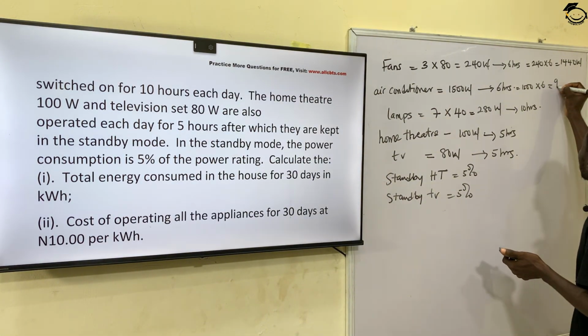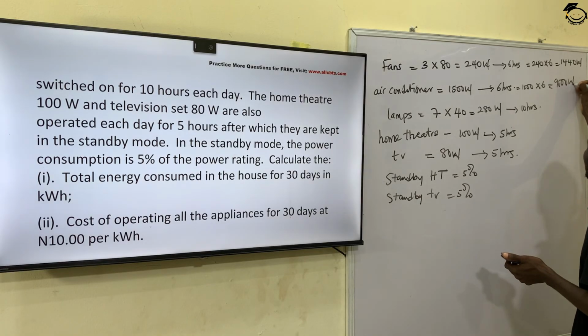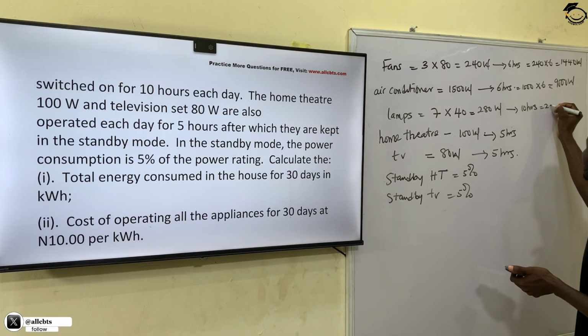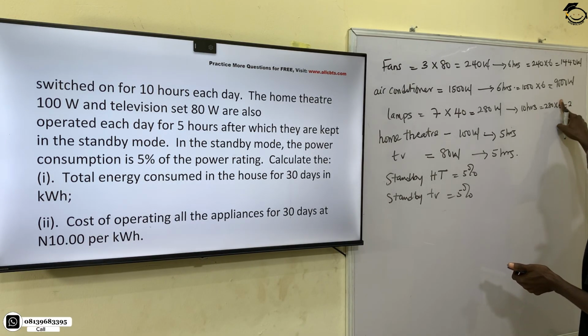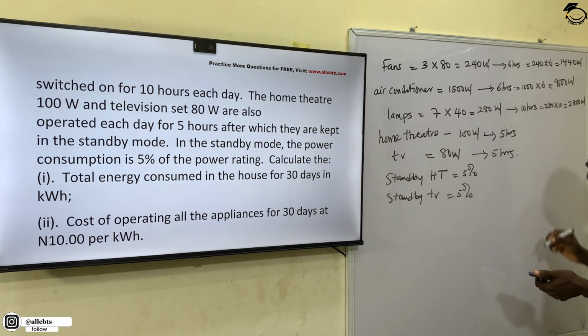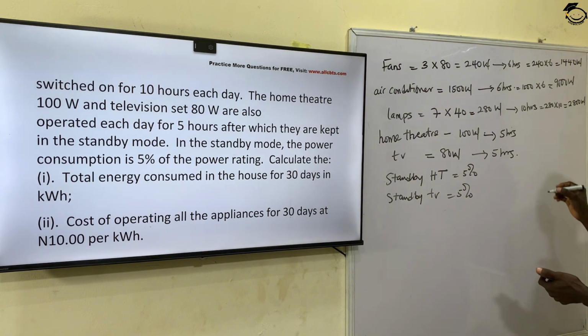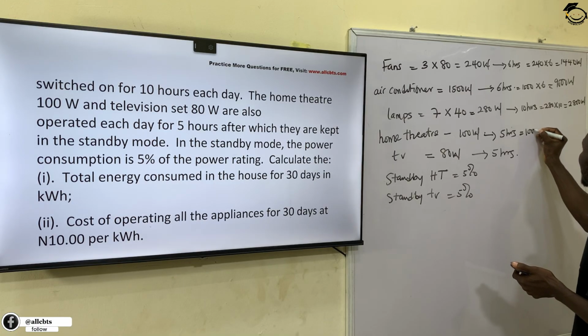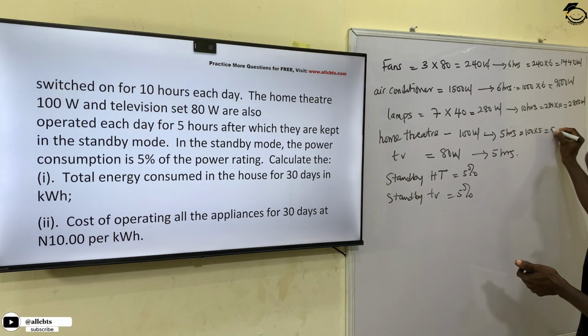That will give me 9,000 watts. And then this, I have 280 times 6, and that will give me times 10, because this was operated for 10 hours. That will give me 2,800 watts. And then I have the home theater that was operated for 5 hours. So this will give me 100 times 5, and that will give me 500 watts.